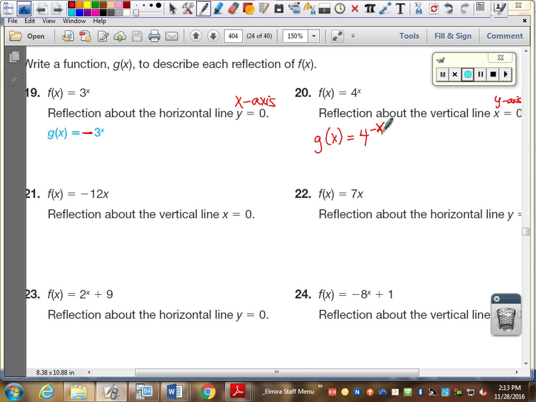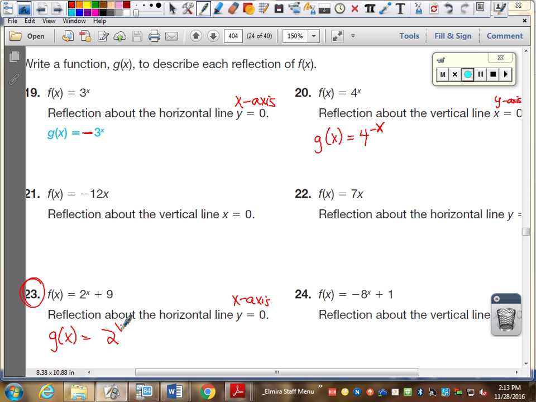Okay. Now, down here, say 24. No, I lied. Where do I want to do? Okay. Reflection about the horizontal line y equals 23 is the one I'm looking at right now. That's the x-axis. X-axis means the entire function gets negated.